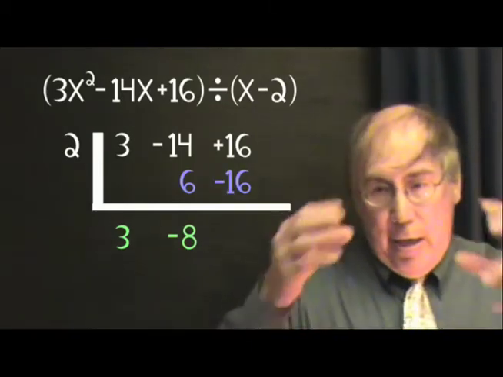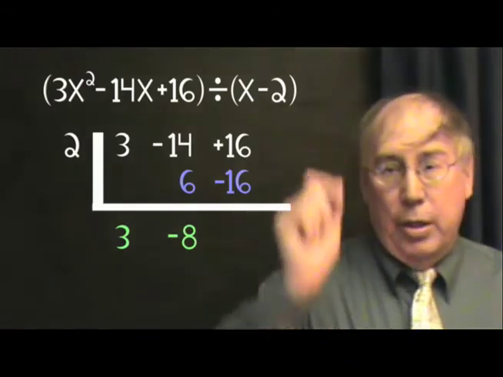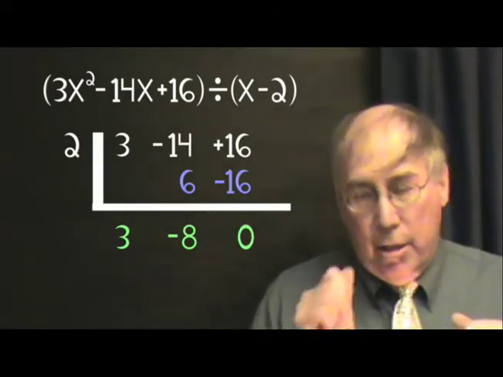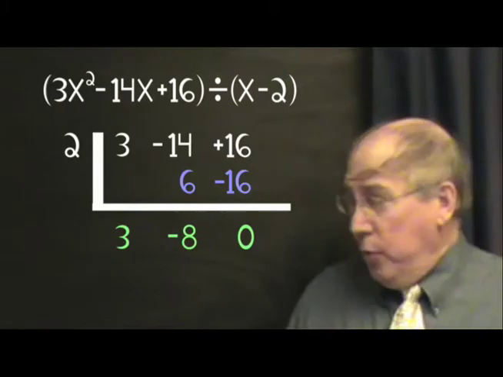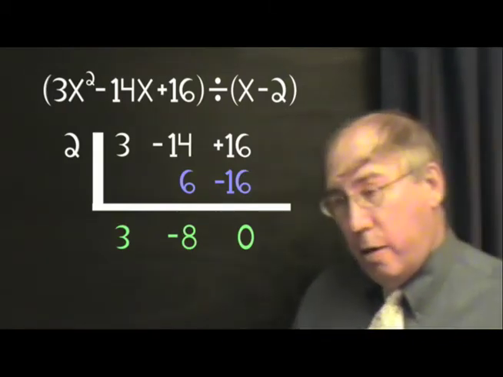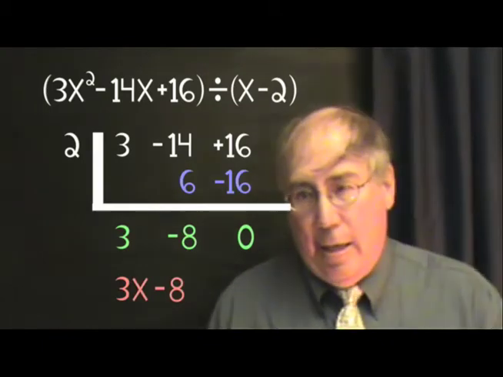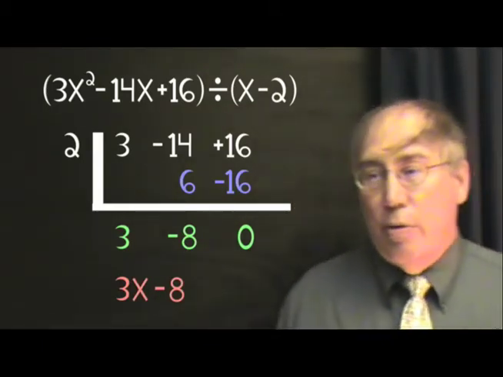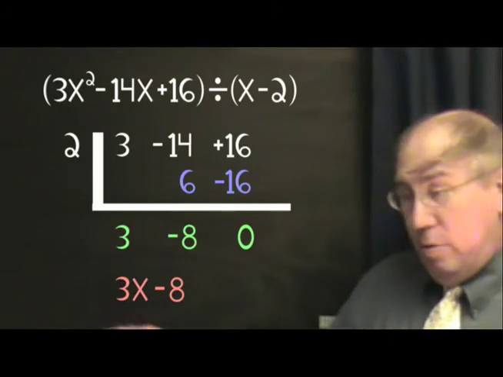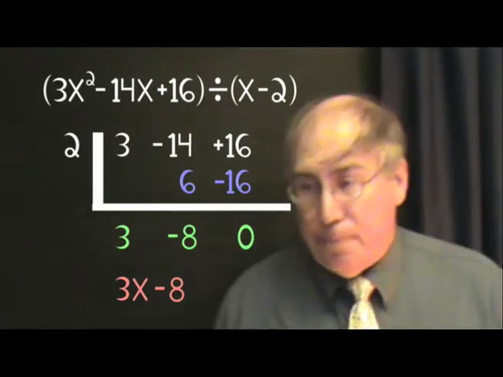Now notice that our highest exponent is a 2 in the dividend. So the green numbers represent our quotient. So we get 3x minus 8 as our quotient with a 0 remainder. So we develop our quotient from that.